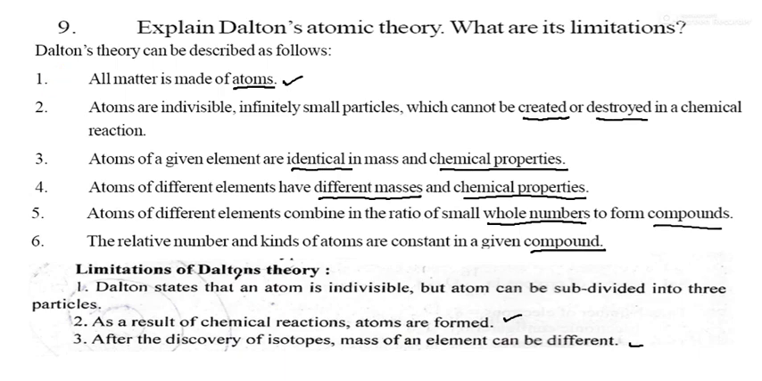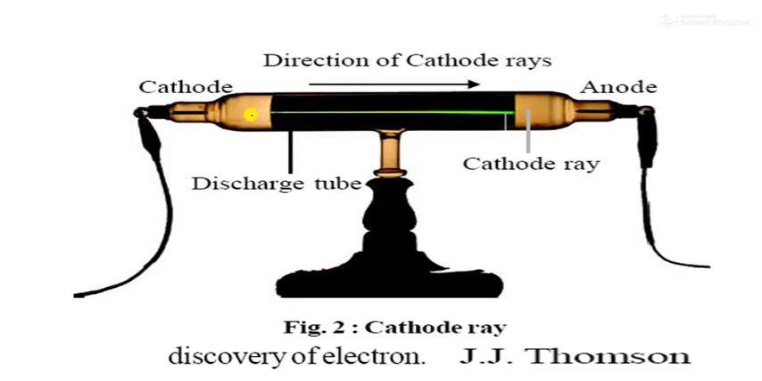Now come to the next one, and here is an experiment: the discovery of the electron. The discovery of the electron goes to J.J. Thomson's name. So what happens at the time of discovery? It is a discharge tube. This is your discharge tube, and that one is the cathode because it is connected with the negative terminal of the battery, and this is connected to the positive terminal of the battery. So it is the anode and it is the cathode.